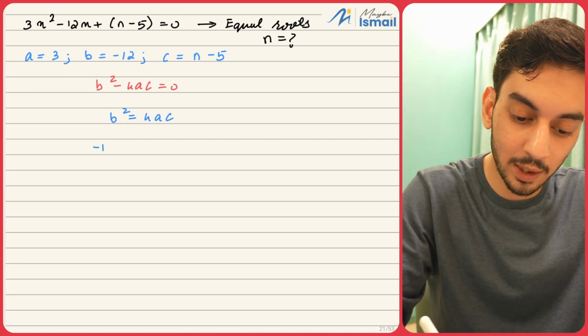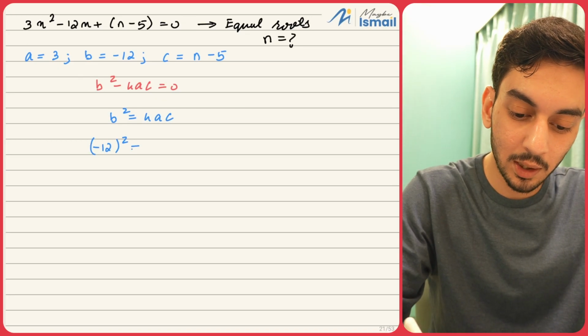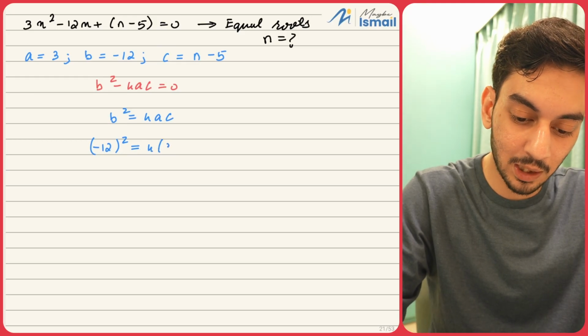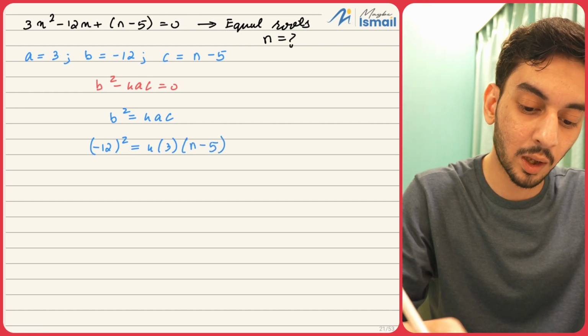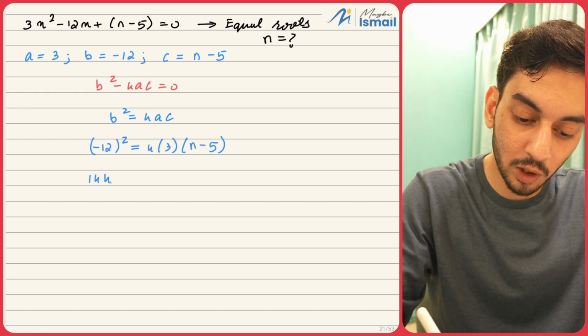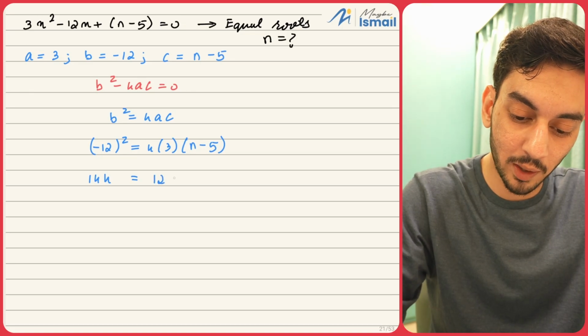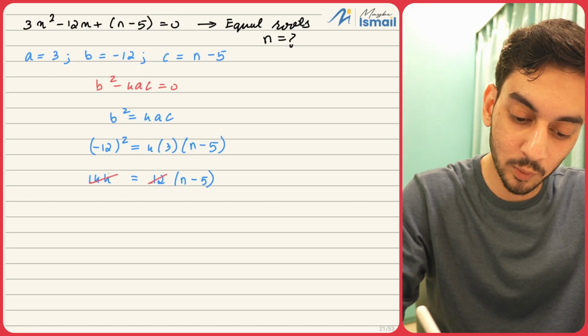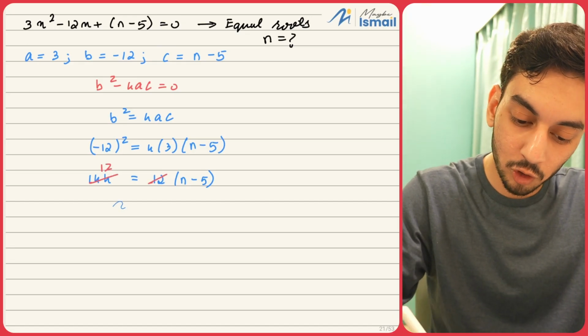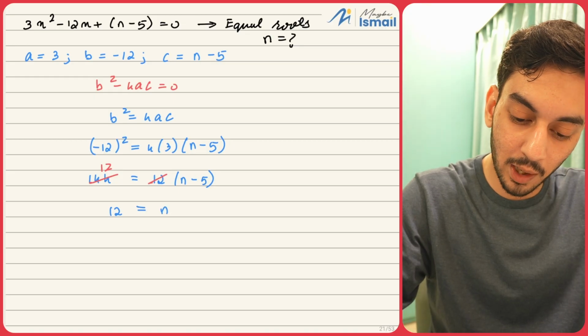Now what's b square? Negative 12 squared is equal to 4 times a, which is 3, times c, which is n minus 5. Negative 12 square is 144, equal to 4 times 3 is 12 times n minus 5. I would not prefer opening up the bracket. I would cancel out this thing. So 12 times 1 and 12 times 12. So 12 is equal to n minus 5.